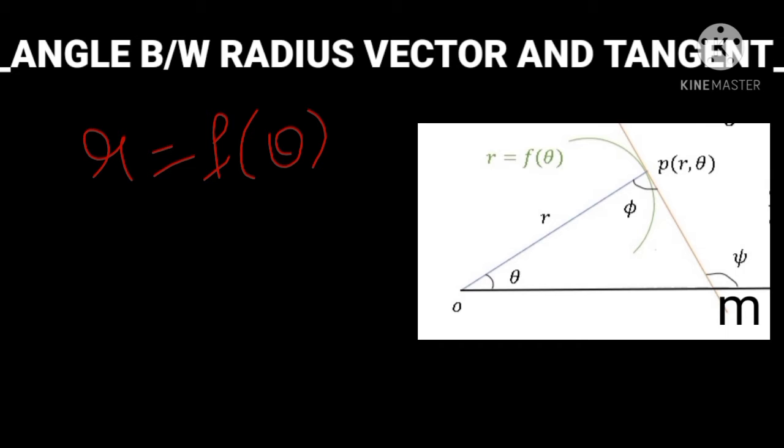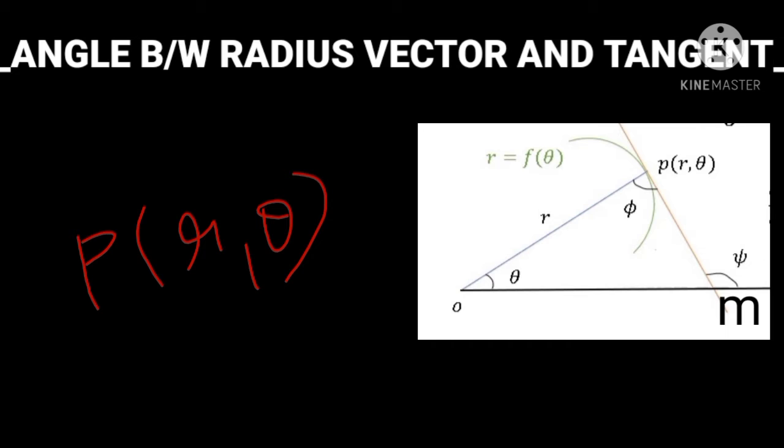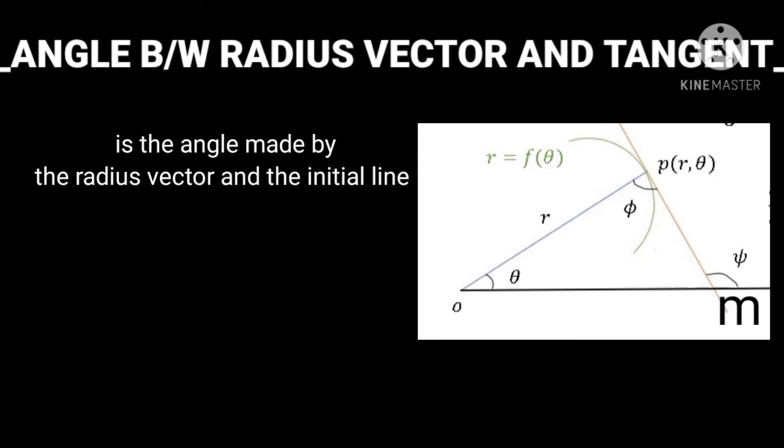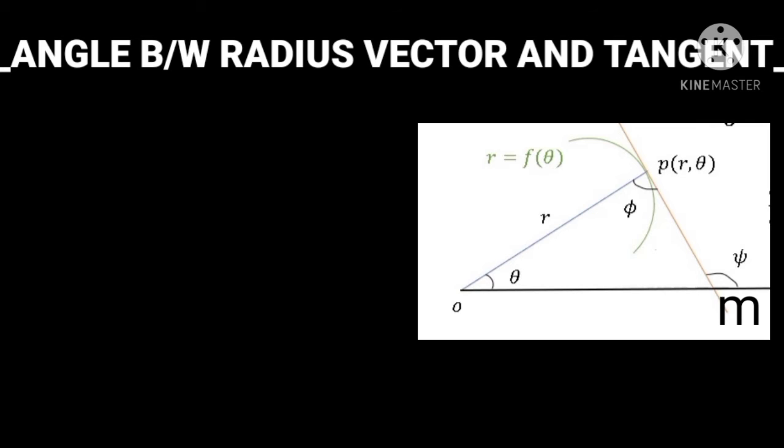So let us consider a curve, that is r is equal to f of theta in the xy plane. So let a point be on the curve, that is P is equal to P of (r, theta). So from O to P, that is the radius vector. So that is represented by r. So OP is equal to r bar. So now theta is the angle made by the radius vector and the initial line. So from the curve, draw a tangent. Okay, from the point P, draw a tangent.